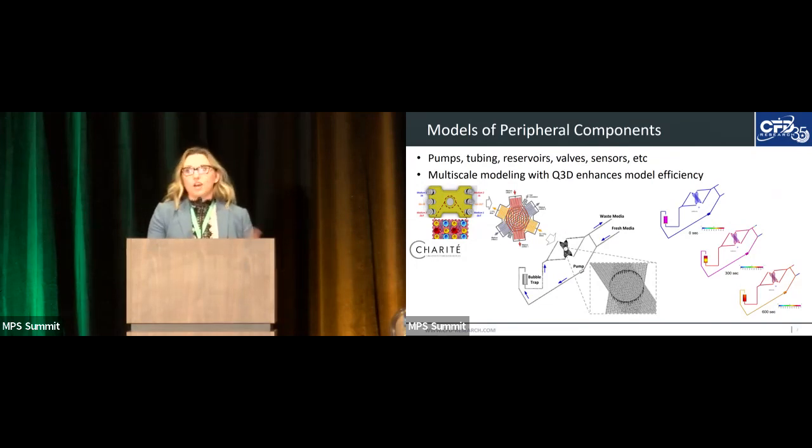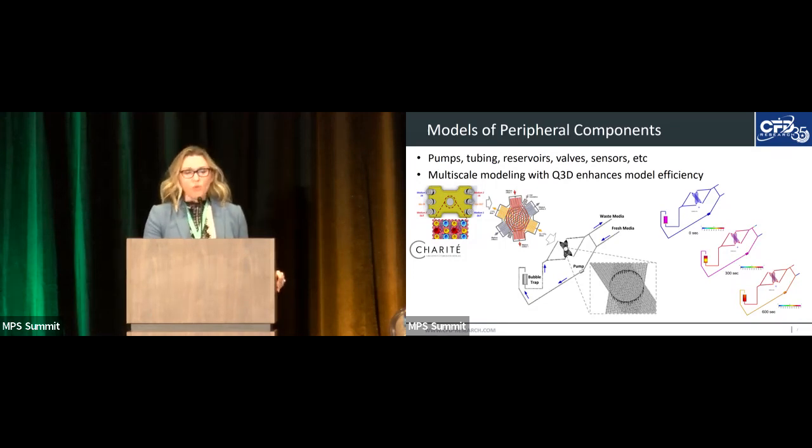So it's not just modeling the chip, right? There's a lot of pieces, and there's been a lot of discussion on this throughout the sessions that I've attended. It's also modeling these peripheral components. There's been a lot of talk about tubing and the absorption of these drugs or compounds that we're looking at into the tubing. There's a lot of other phenomena that can occur within the reservoirs, the valves, the sensors, the pumps, whatever other pieces that we want to include.